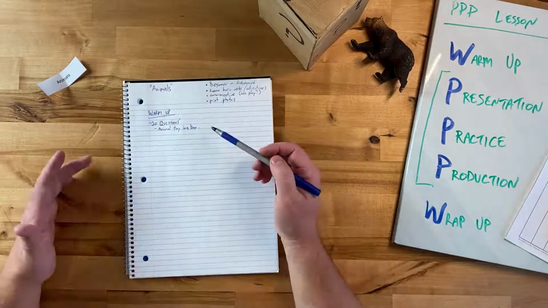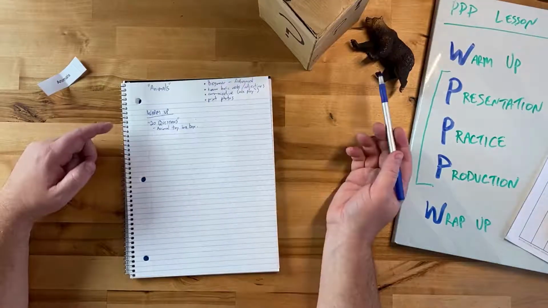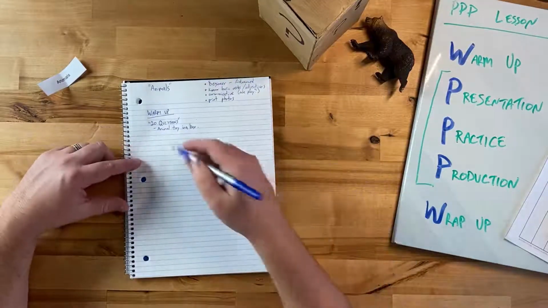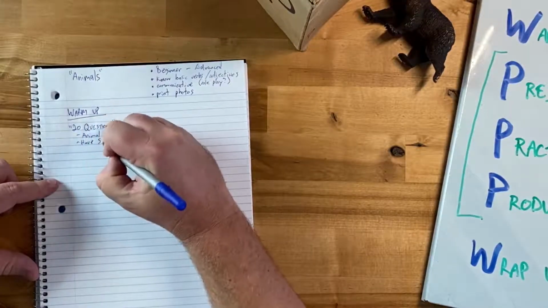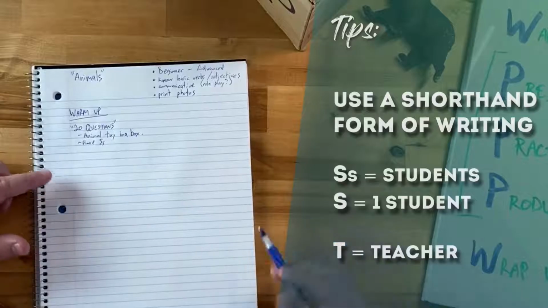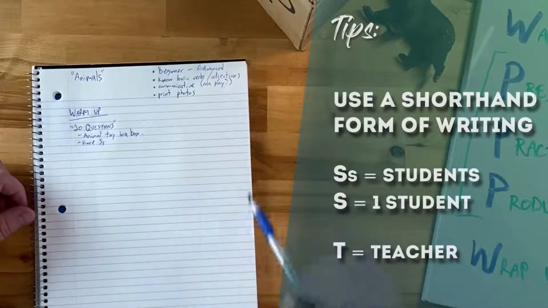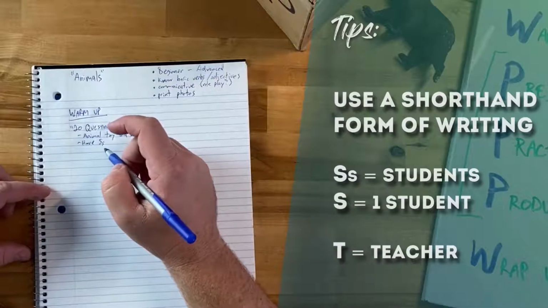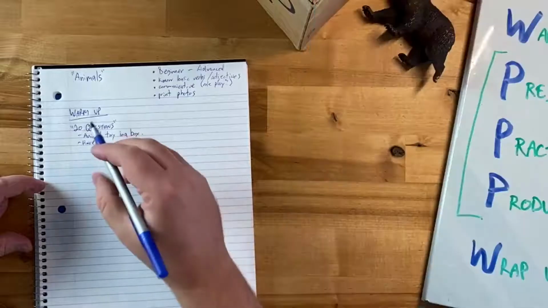So let's write some quick notes about this. We're going to do the activity 20 questions. I've got an animal toy inside a box. I'm going to have students, and you'll notice that I'm using a large S and a small s for students, and I might use a T for teacher. This is a shorthand that will save you a lot of time when you're planning your lessons, so you can do that sort of thing if you like.